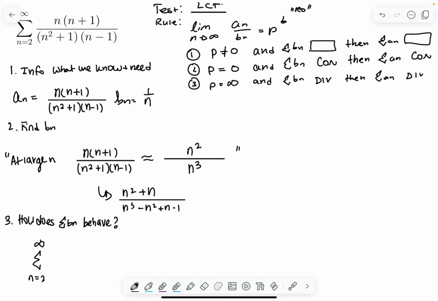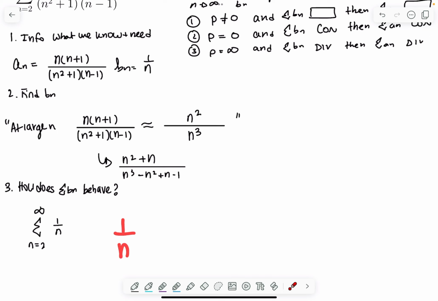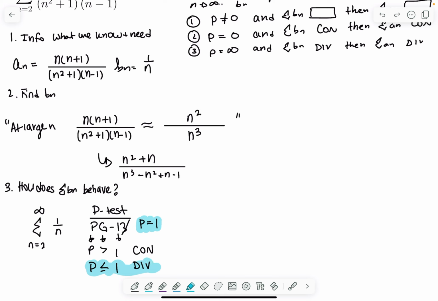b of n is 1 over n. I immediately recognize that this is in the form of 1 over n to the p, where p is equal to 1, so I'm going to do the p-test. The way that I remember the p-test rule is by remembering the movie rating PG-13. So p being greater than 1, forget the 3, converges always comes first, and then the opposite will be true. In this case, p is equal to 1, which means that the series is going to diverge. So by the p-test, where p is equal to 1, the series b of n diverges.